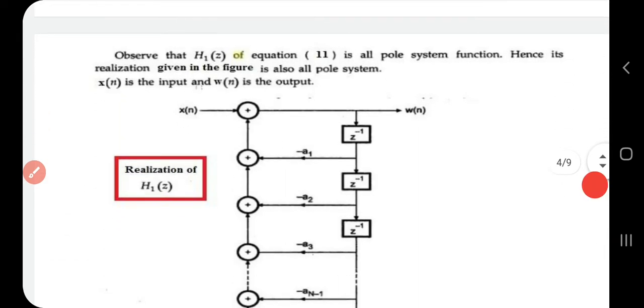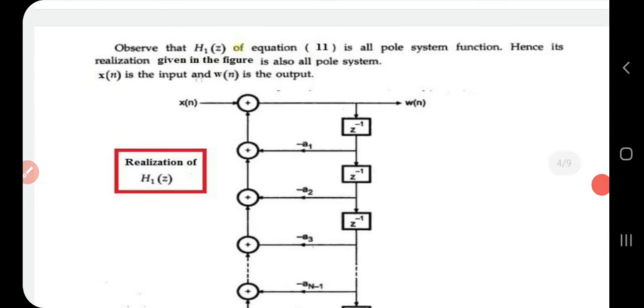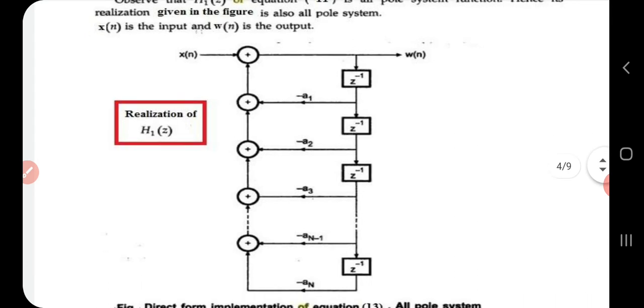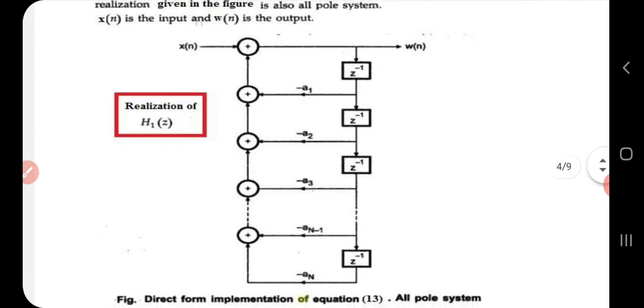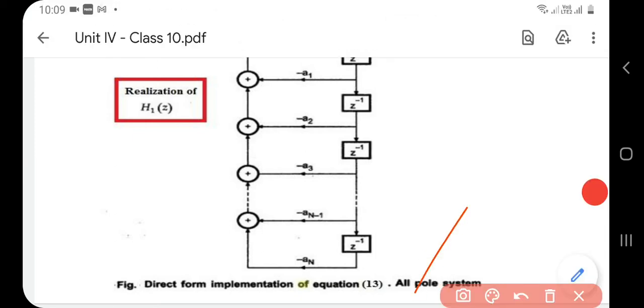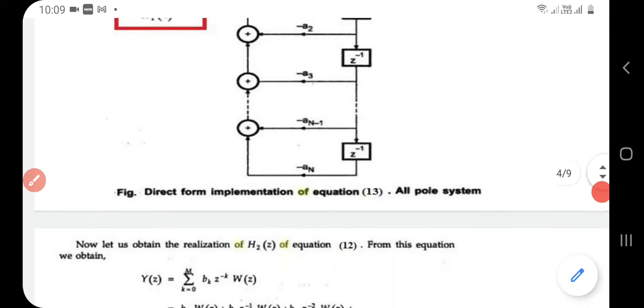now you are representing the realization of H1(z) in the case of direct form 2 structures. This is the representation of realization of H1(z). Now this is said to be an all pole system. Okay, see, in direct form 1 structure, H1(z) actually represents all zero system, whereas in direct form 2 structure, H1(z) is representing all pole system. Okay, so there is a difference there also.